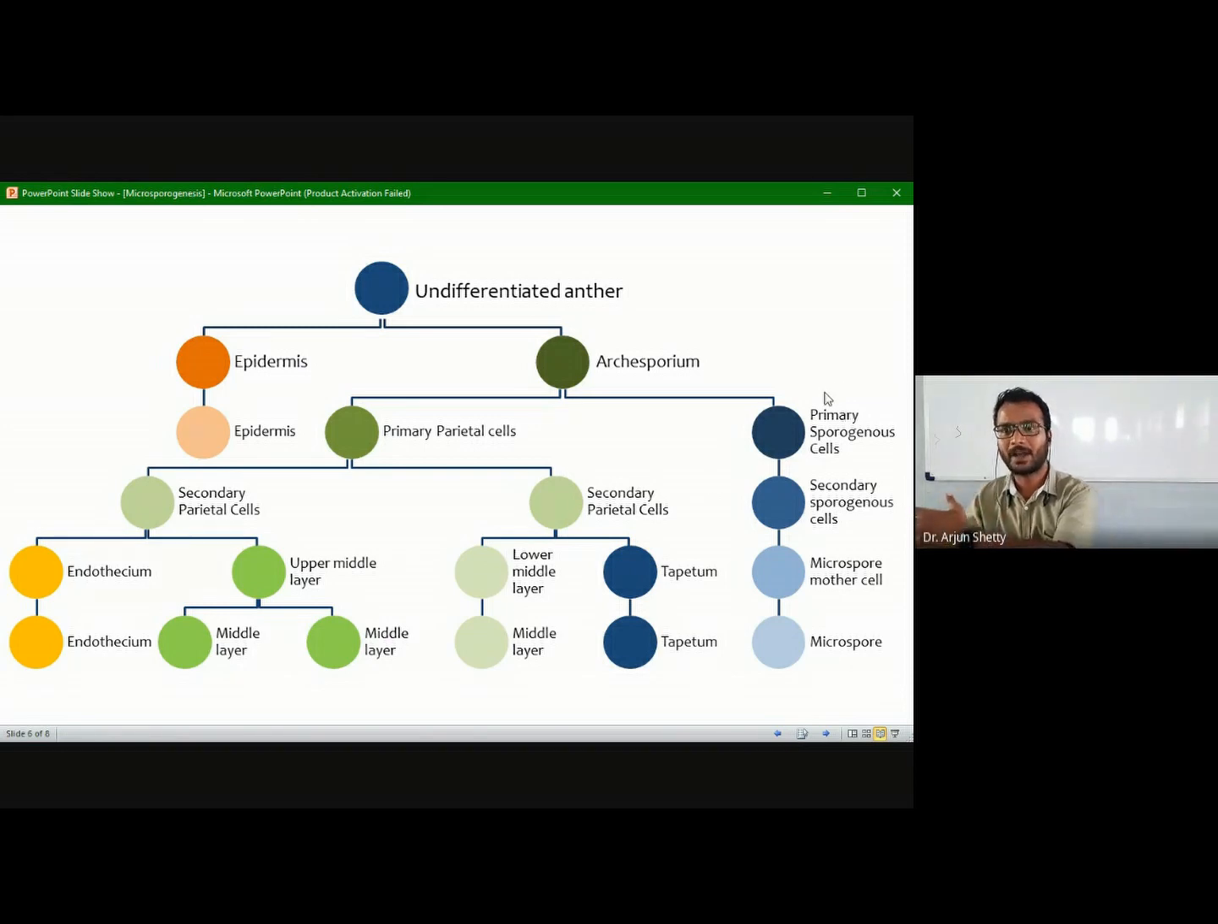Now coming to the other big part of the archisporium, the primary sporogenous cells. These primary sporogenous cells initially form the secondary sporogenous cells. These secondary sporogenous cells divide and form the microspore mother cell or pollen mother cell, and these undergo meiotic division and form the haploid tetrahedral microspores. So this is the abstract of today's class that we have discussed.